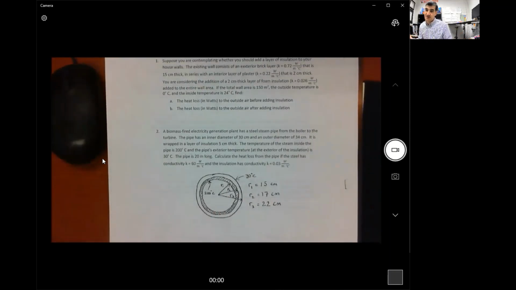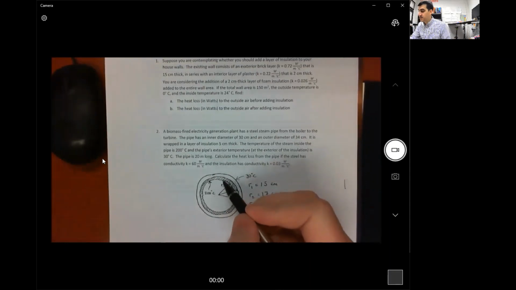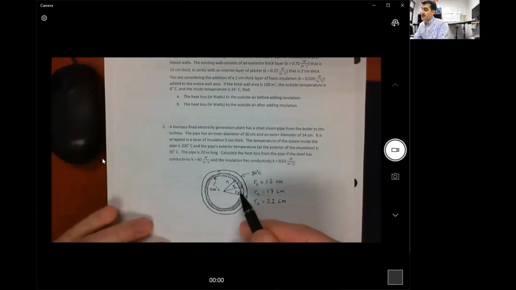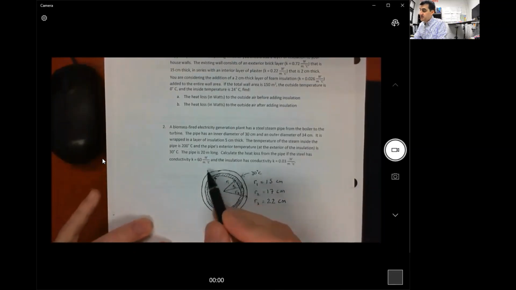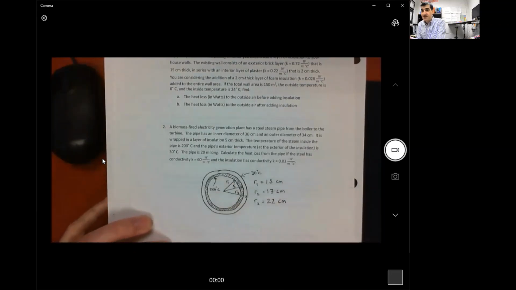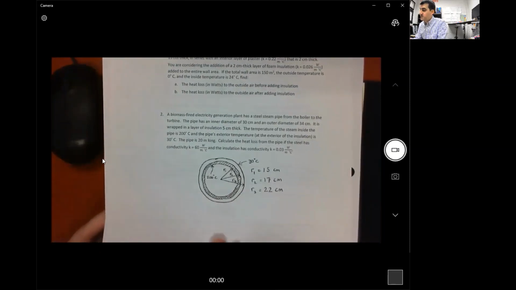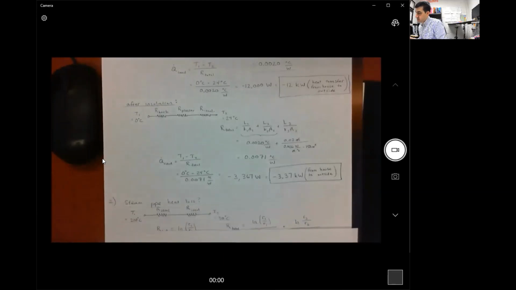It tells us they're in series because the heat loss has to go through both of these. It doesn't have a choice about which one to go through. It has to go through both. So they're in series, so we're going to have thermal resistances in series. But this time it's slightly different because these are circles. They're going to be cylinders, and so we have to use the equation for heat loss through a cylinder.